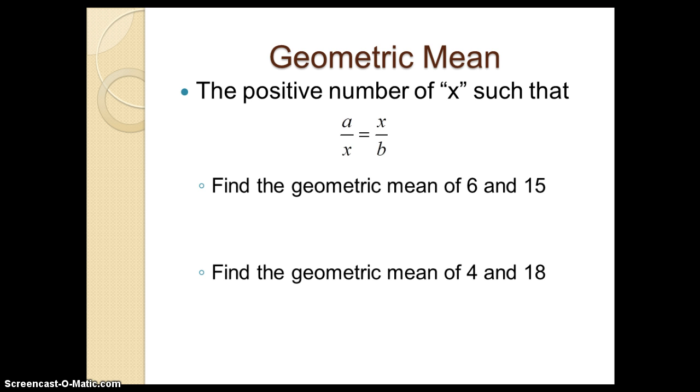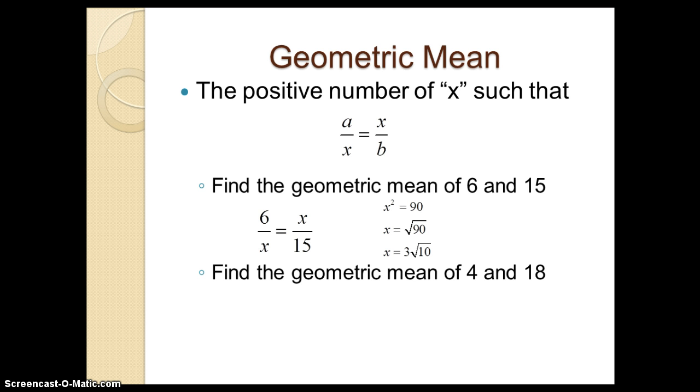So let's look at a couple examples. Find the geometric mean of 6 and 15. I would set up a proportion: 6 over x is equal to x over 15. To solve proportions, we cross multiply, so we get x squared equals 90. And then to get rid of the square, we square root. X is the square root of 90, or simplified, x is 3 square root 10.